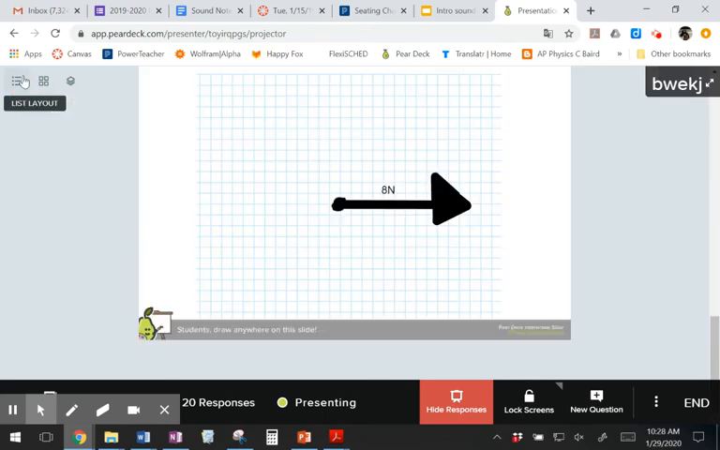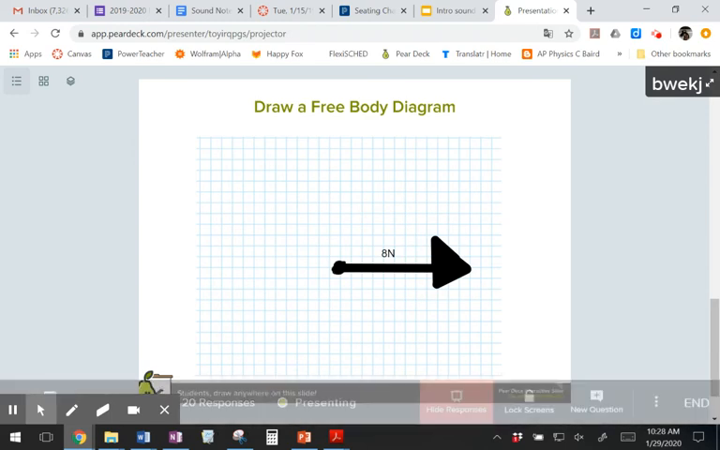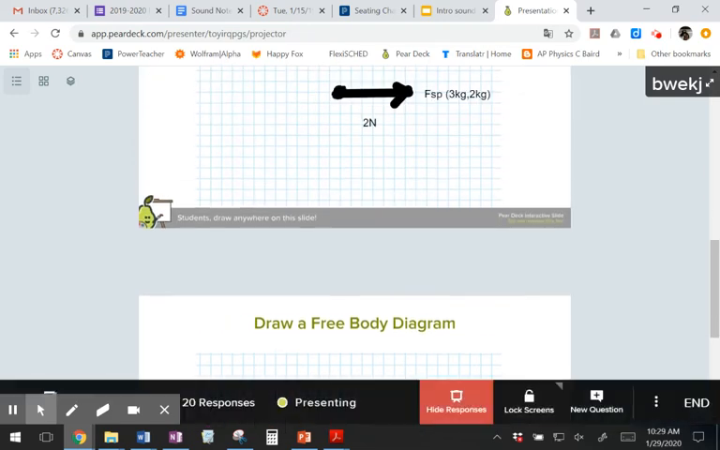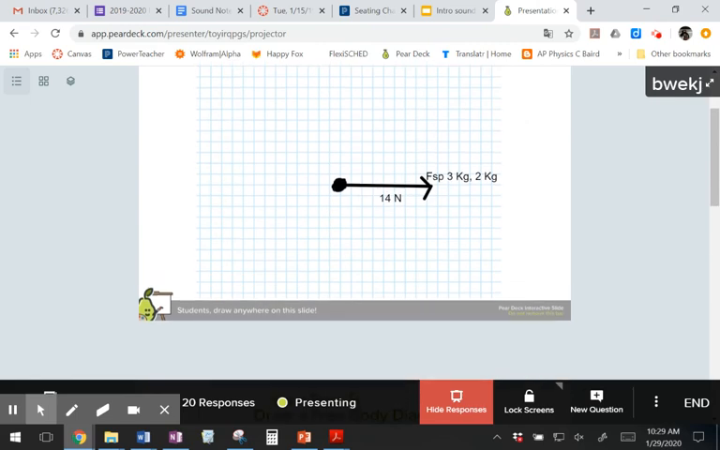You can't see that. All right. So I'd really like to display all three at once, but I can't. So here are the three different options I'm seeing in the Pear Deck. 8 newtons to the right. 2 newtons to the right. 14 newtons to the right.